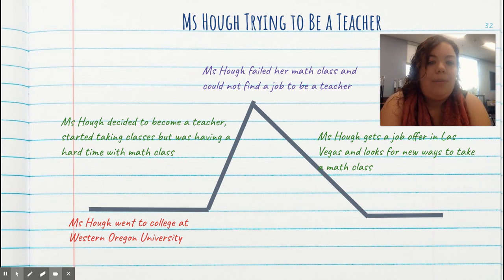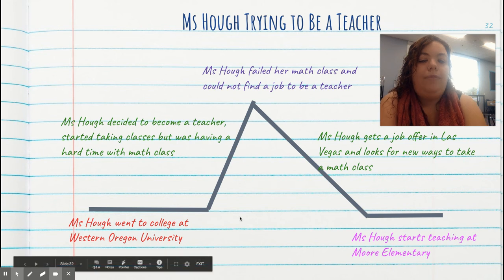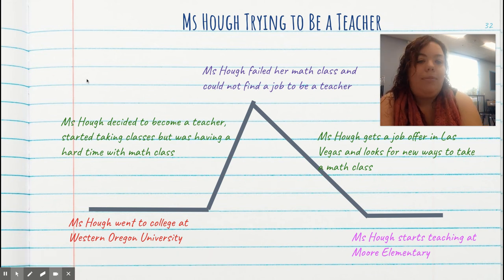Ms. Hough gets a job offer in Las Vegas and looked for a new way to take a math class. So I found an online class I could take to fill my math class requirement, even though I failed the other one, so that I could become a teacher in Las Vegas. And then the solution to the problem is Ms.